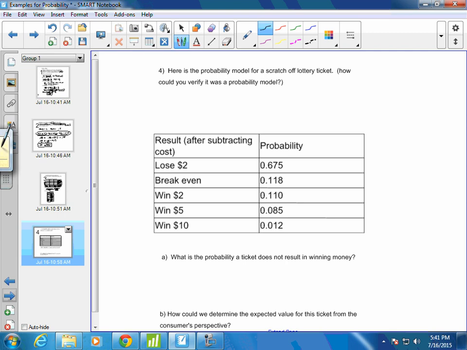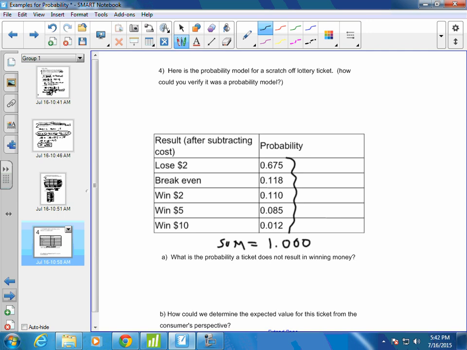All right, last example here. We're given a probability model for a certain scratch-off lottery ticket. And part of the problem says, how could you verify it was a probability model? Well, basically, the first thing you want to do is look at these numbers and make sure that they're all possible probabilities. Nothing bigger than 1 and no negative numbers. Then what we would do is add them up. So punch it up on your calculator, and let's see if we get a sum of 1, in this case 3 decimal places, 1.000. And looking at the last couple of digits, it looks like you will. So you do those two things, and that's a pretty safe bet that you got a probability model.